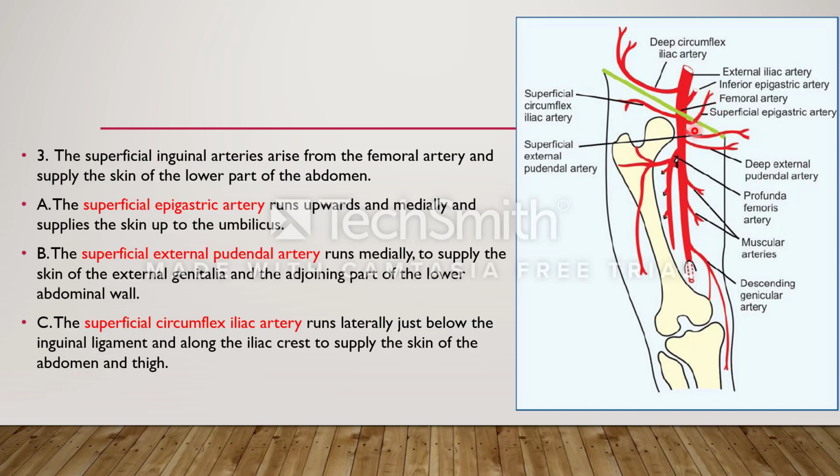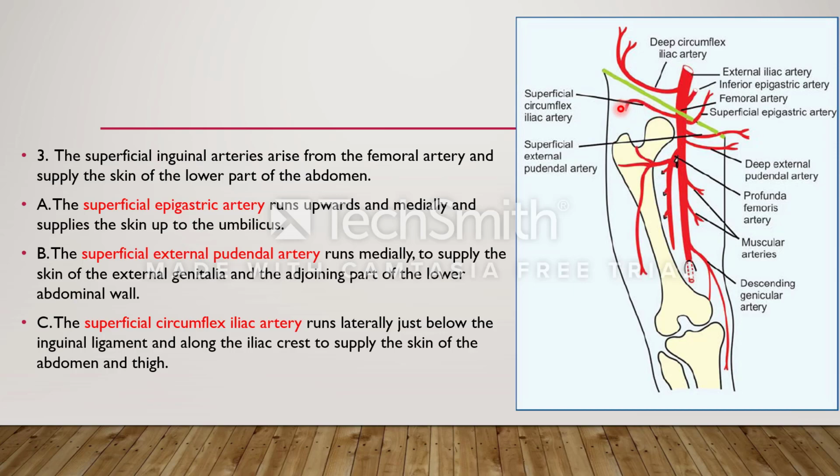This is the superficial epigastric. It will run upwards and medially and supply the skin up to the umbilicus. Then there is the superficial external pudendal artery. This is the superficial external pudendal artery. It runs medially to supply the skin of the external genitalia and the lower abdominal wall. Then the third one is the superficial circumflex iliac artery. This is the superficial circumflex iliac artery.